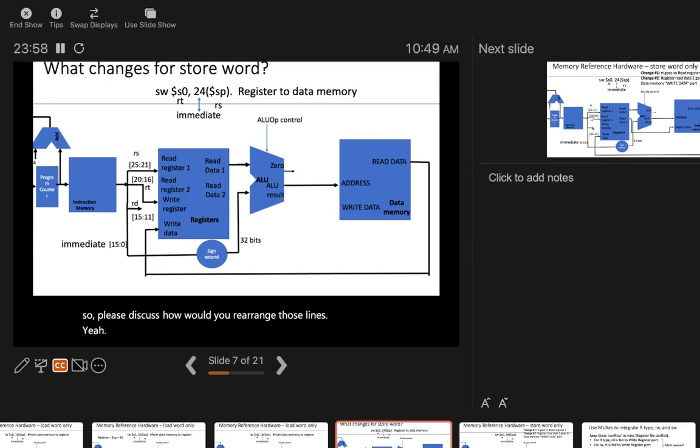So what I know is that we have to use that data. Do you want to talk about that one or no? Which rows? RT?